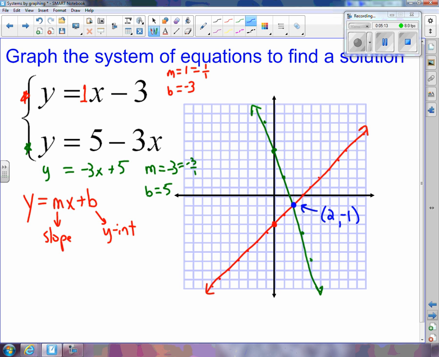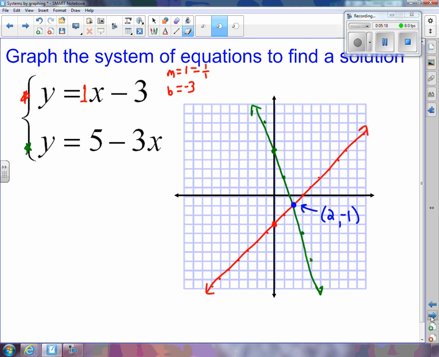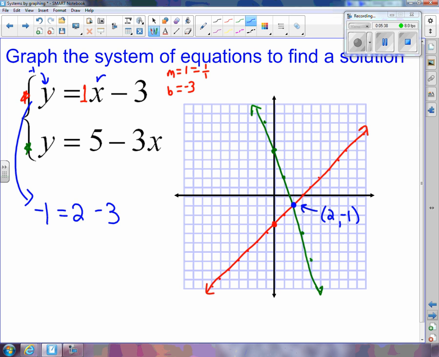To verify my answer, I'm going to check that in both equations by plugging it in. For example, if I take this first equation and plug in the point 2, negative 1, I get negative 1 equals 2 minus 3. I've received this by plugging the negative 1 in for y and by plugging the 2 in for x. Now I just have to verify whether or not the statement is true. Because negative 1 does equal 2 minus 3, the first equation checks.